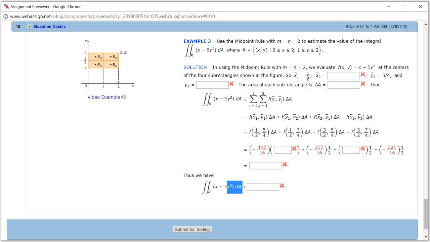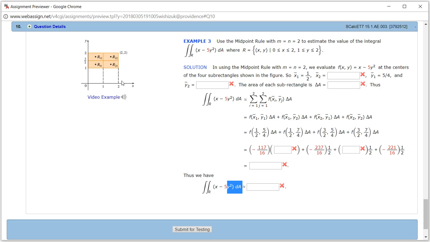All right, let's look at homework 15.1, problem number 10. We want to use the midpoint rule, where m and n are equal to 2, and approximate this double integral. So let's do that.